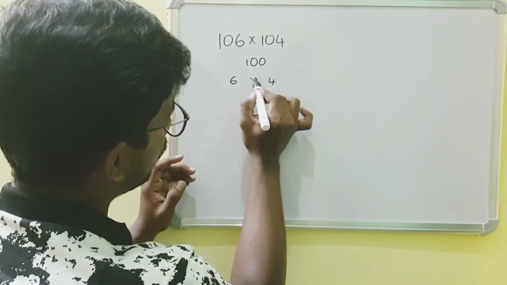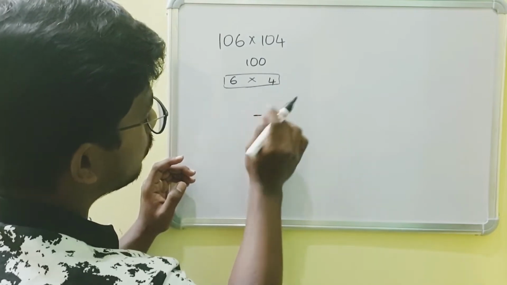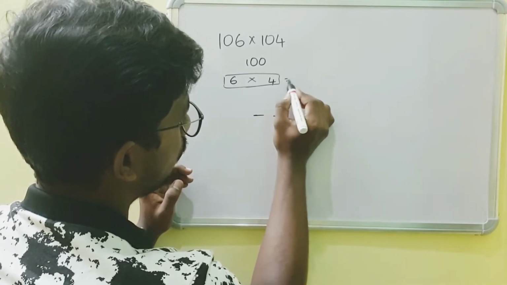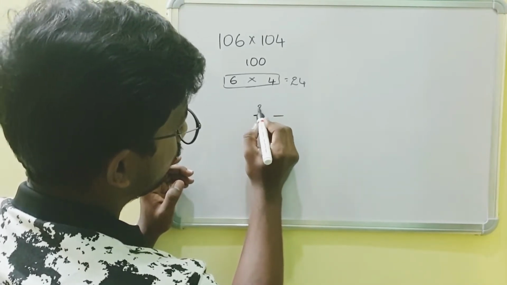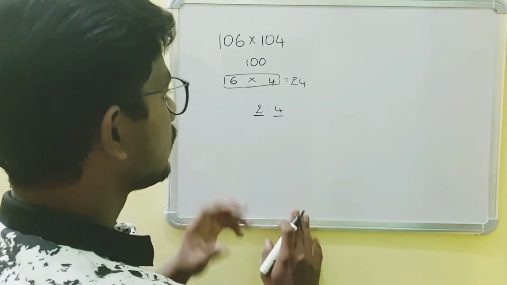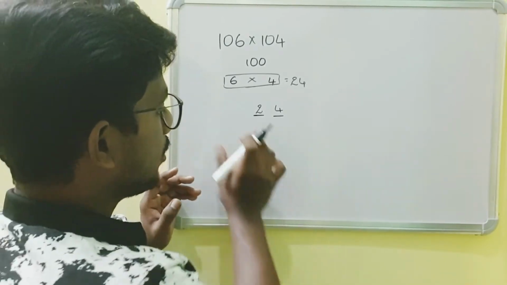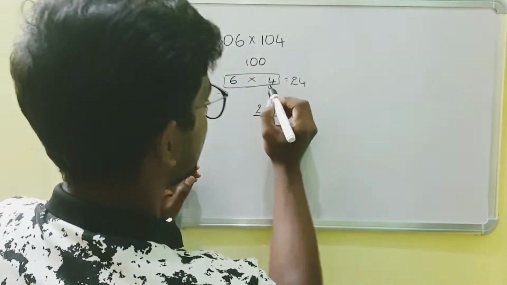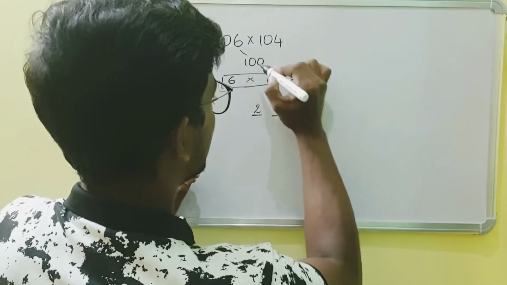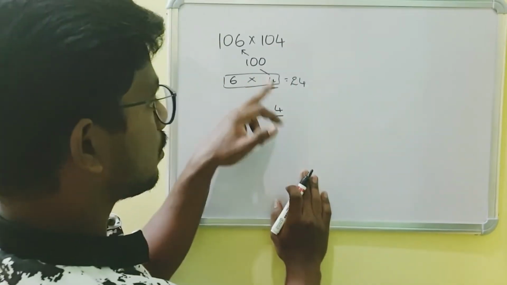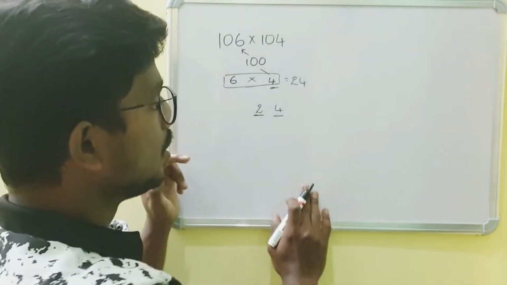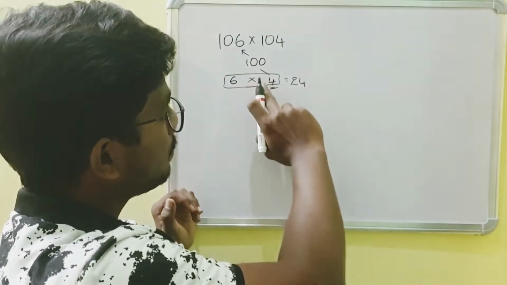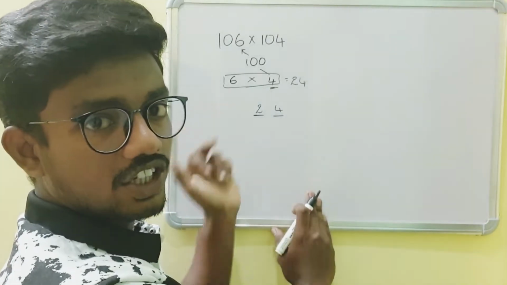So I multiply those two to get the last two digits of my required value, which is 24. So I took 24 as the last two digits. Now to obtain the remaining digits, I have to add the cross differences. Here I got 4 as my difference, so I add it to 106. Cross addition should be followed: for numbers lesser than 100, cross difference should be followed, and for numbers greater than 100, cross addition must be followed.